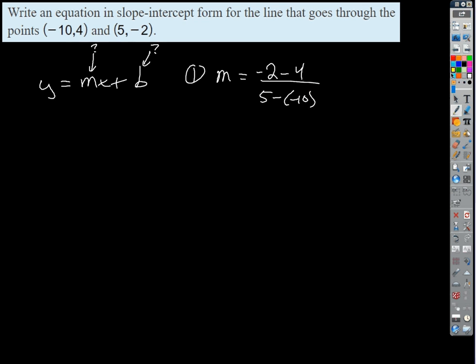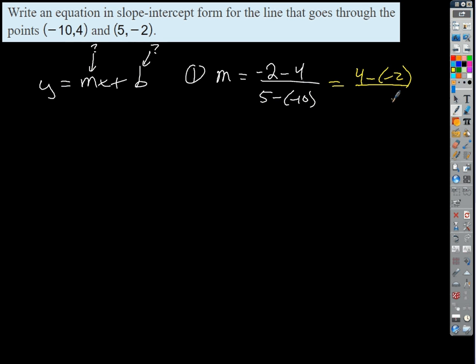Okay, I could also do it a different way, and either one would work. This is probably the easiest way, but what's the other thing I could subtract on the top? Instead of doing negative 2 minus 4, I could do 4 minus negative 2, right? I kind of have a choice with which way I want to do it on the top.